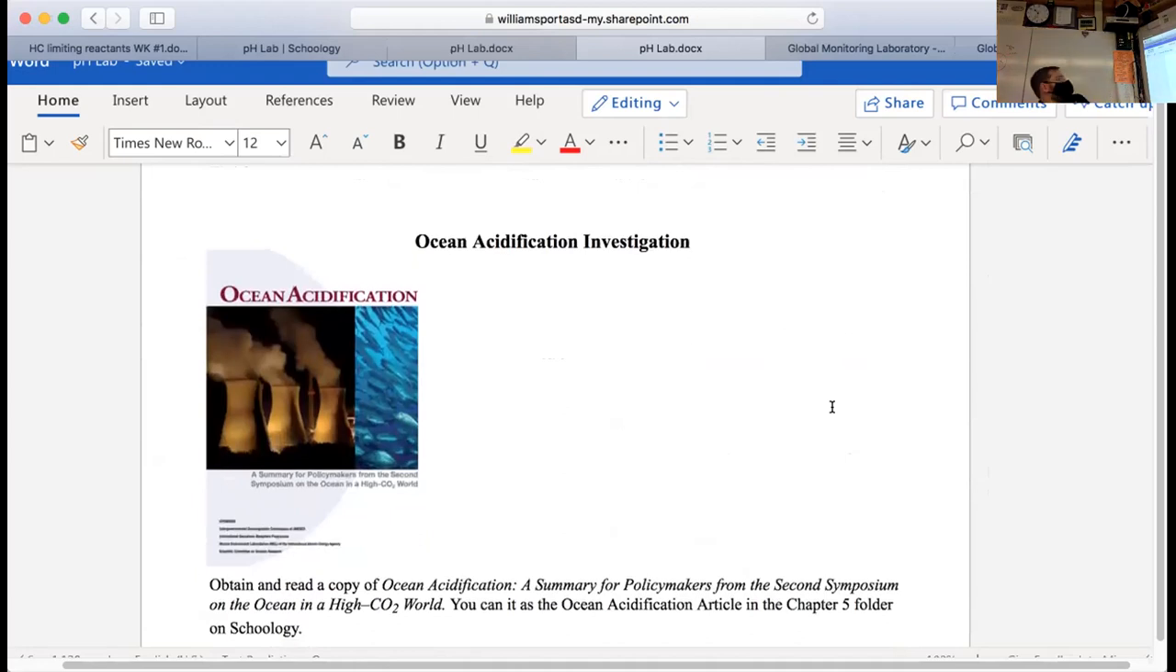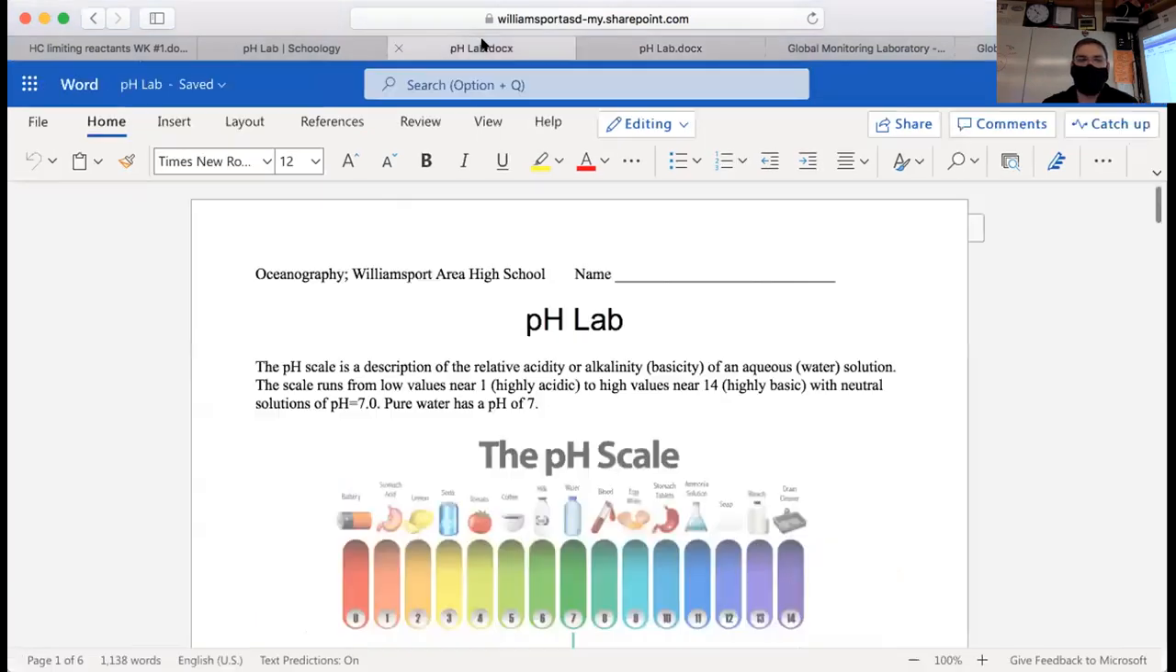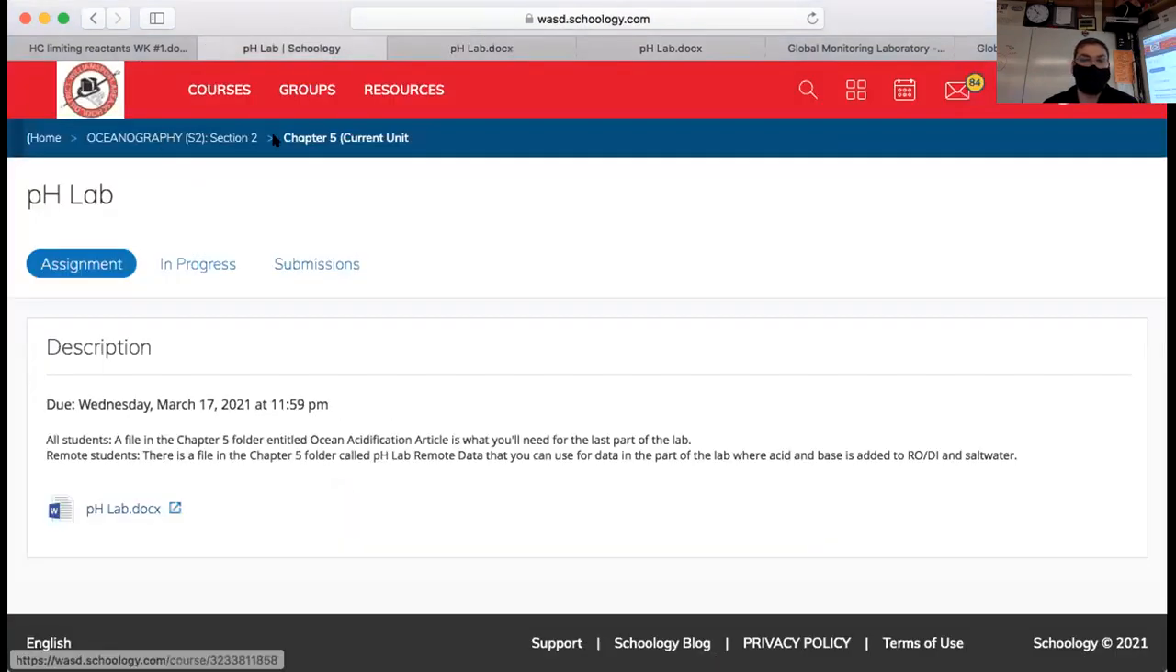Okay, then if you look toward the end, and this is what you can work on today too, there's last 2 pages, it says ocean acidification investigation. These are questions about how does the role of carbon dioxide in our atmosphere affect the ocean itself? And I put a link in the folder. Let me show you where it is.